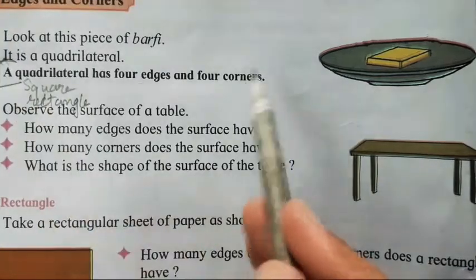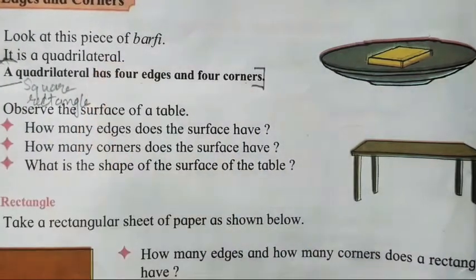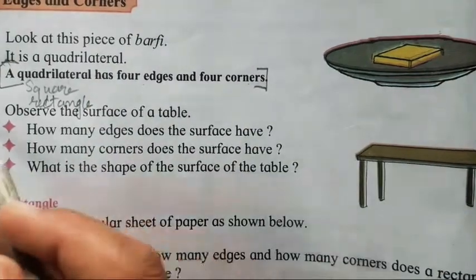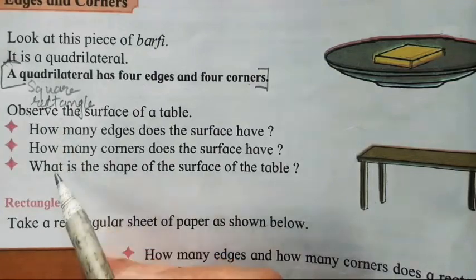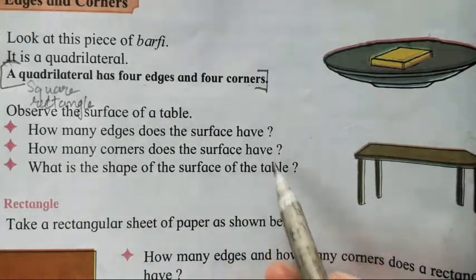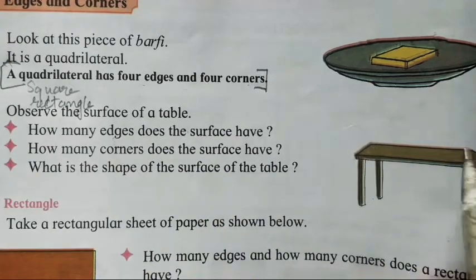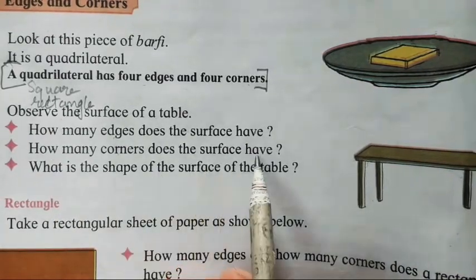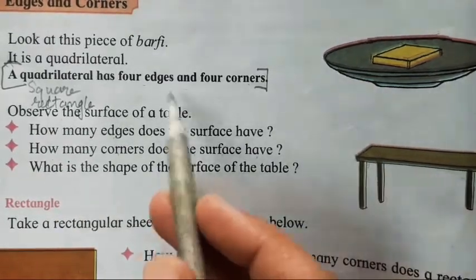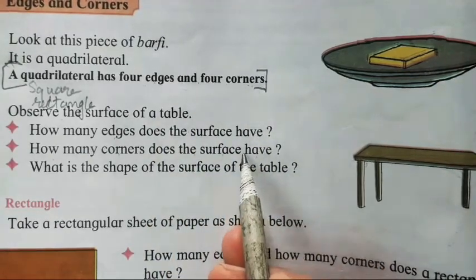So this can be asked in fill in the blanks. You all can learn the statement that a quadrilateral has 4 edges and 4 corners. So this is the observation that you all have to solve on your own. How many edges does the surface has? Surface matlab this surface, okay, not the stand one. Surface matlab this flat surface. How many corners does the surface has? Corners kitne hai? Obviously 4 edges and 4 corners. So 4 edges and 4 corners.